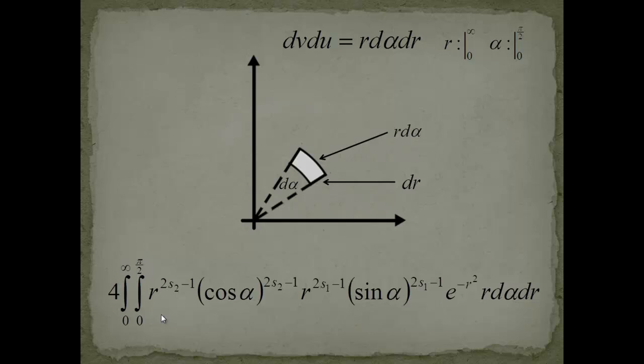Now we have r. Imagine we had not v squared, but v to the 2s2 minus 1. If we replace v by r cosine alpha, we have r to the 2s2 minus 1 times cosine alpha to the 2s2 minus 1. And here the same thing for the u variable that we used. Now, this is what I told you: if we have minus v squared plus u squared, this would collapse into r squared. And here we have replaced du dv, or dv du, by r d alpha dr.